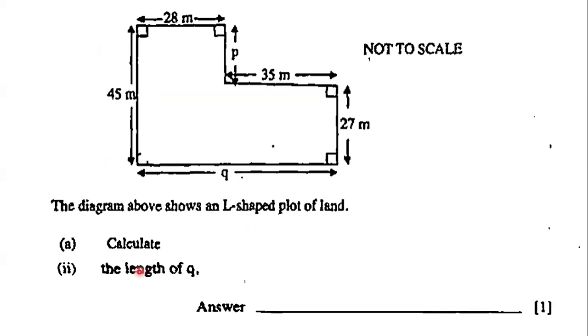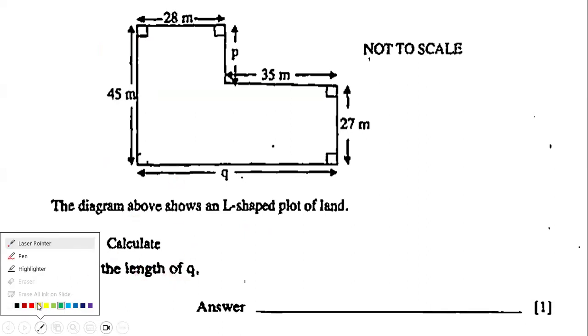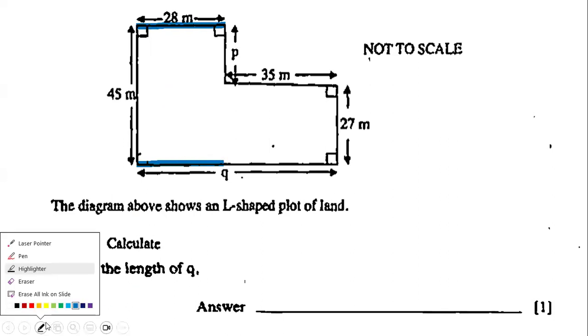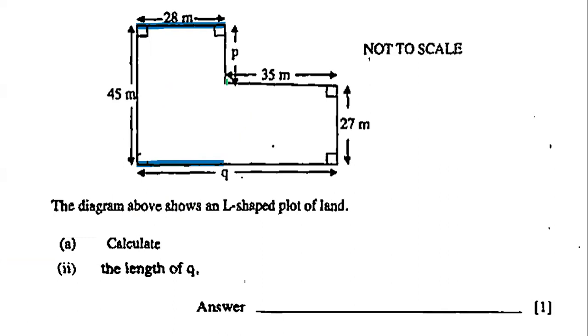Next, we need to calculate the length of Q. If you notice carefully here, let's highlight this. What we have here is this length, which is 28. This length corresponds with this length right here, which is on Q. And so that means that this right here is also 28 meters. Also note that this right here is 35 meters, and so that also means that this one right here is 35 meters as well.